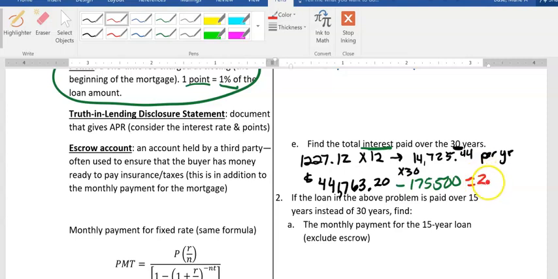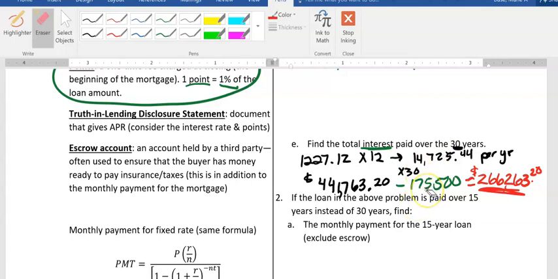So 266,263.20. So you've paid $266,263.20 of interest. Think of that as like rent. Okay, that is the amount of rent you paid to the bank to use their $175,000 there.